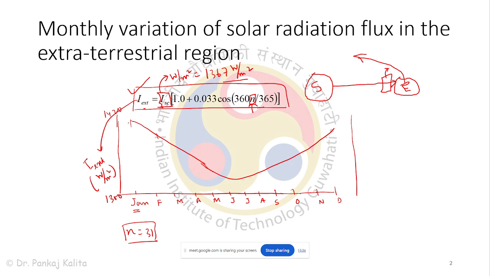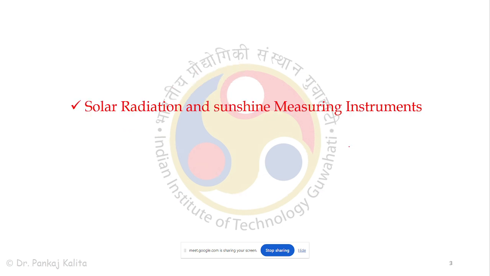So this extraterrestrial radiation, as we go from January to December, the curve follows this nature. This is basically talking about the northern hemisphere. So in the northern hemisphere, this is the way the extraterrestrial solar radiation flux changes.